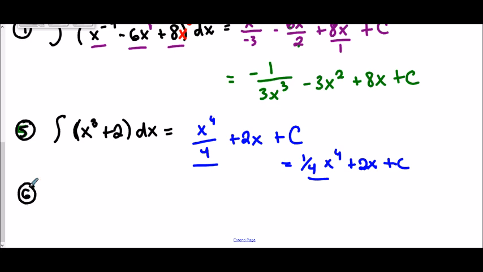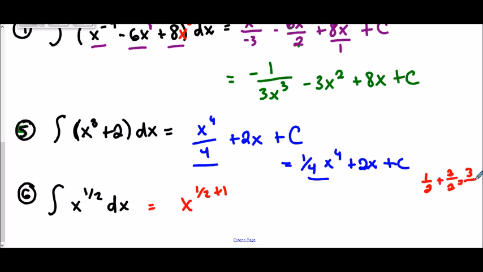Then we have one more example. The integral of x to the 1/2 dx. So we have our exponent, 1/2. You're going to add 1 to that exponent, 1/2 plus 1. If you need to do some side work, 1/2 plus 1 would be 1/2 plus 2 over 2, which gives you 3 over 2.